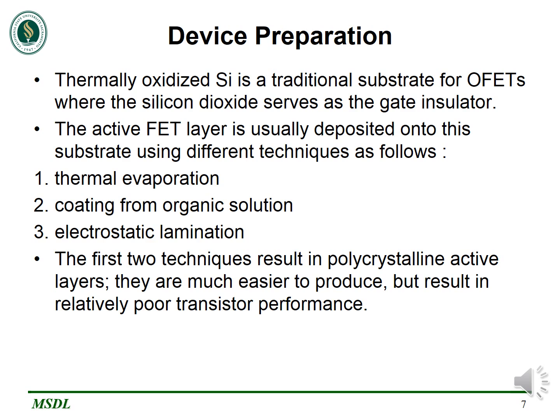In general, thermally oxidized silicon is used as a substrate for OFET and SiO2 is used as a gate insulator. We can deposit active layer of FET using various techniques as follows. Number 1. Thermal evaporation. Number 2. Coating from organic solution. And number 3. Electrostatic lamination. First two techniques are easier to produce but they have poor transistor performance.